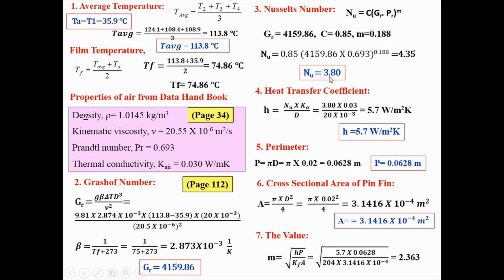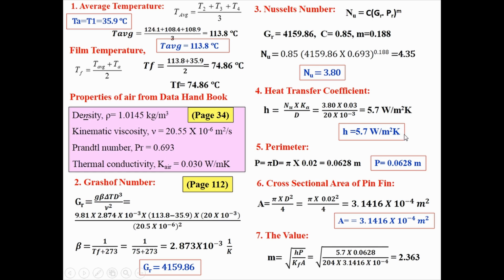Okay, once you have got the Nusselt number, you can calculate the convective heat transfer coefficient by the theoretical method. We know it already, right? Nu is equal to h into D divided by K. Nu is already calculated, that is 3.80. Substitute 0.03, that is the thermal conductivity of air, and D is the diameter of the pipe. Substitute, and you will get the convective heat transfer coefficient, small h, equal to 5.7 watt per meter square Kelvin.